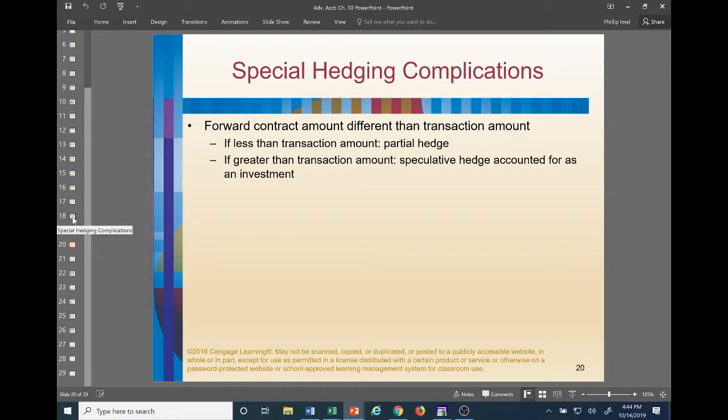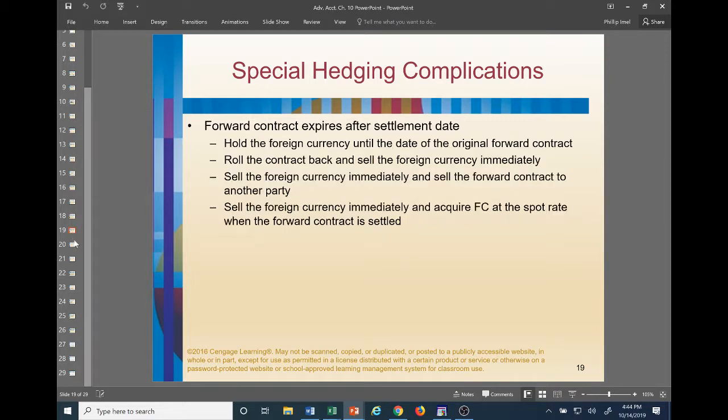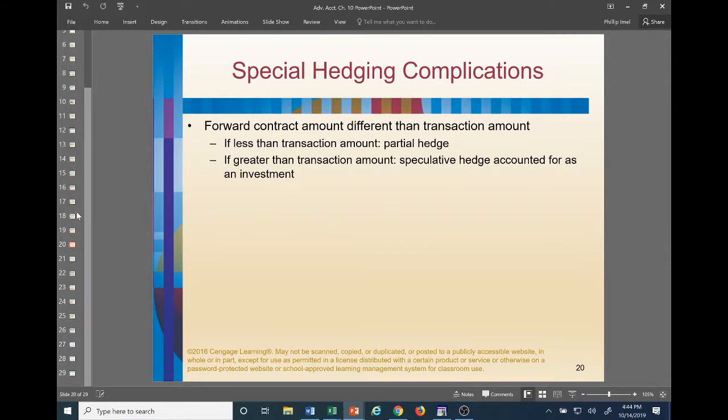So just as a heads up, I'm not going to be really focusing on the exam on anything for these last three slides, the special hedging complications, in terms of it expiring prior to the contract, after the contract, or being different from the transaction amount. I just wanted to cover it so that you have a general idea about some of the special hedging complications. So once again, don't focus too much of your time and effort on it if you're stumbling on it, as you won't be seeing anything like that on the exam.